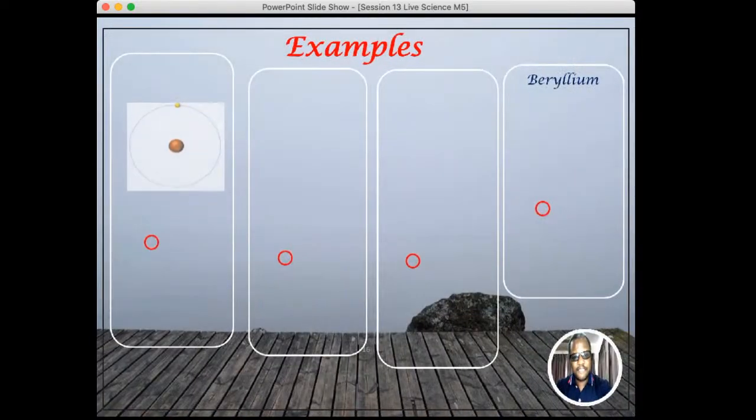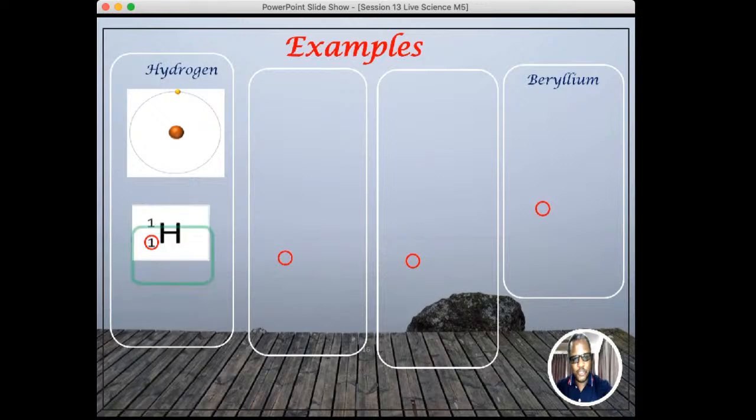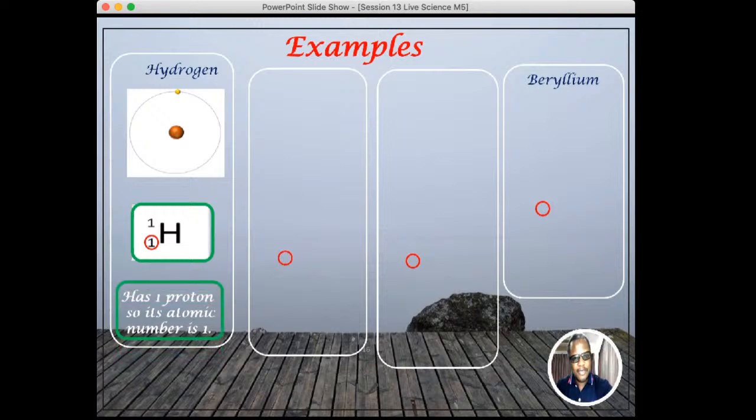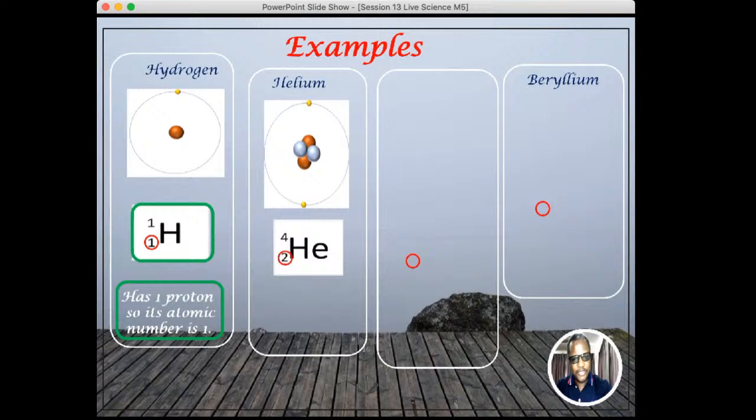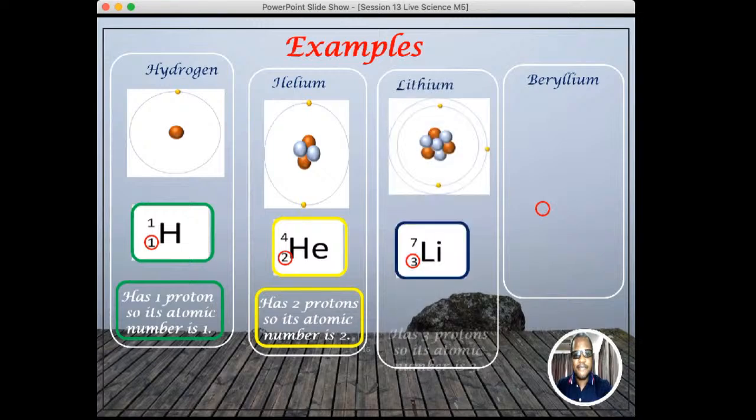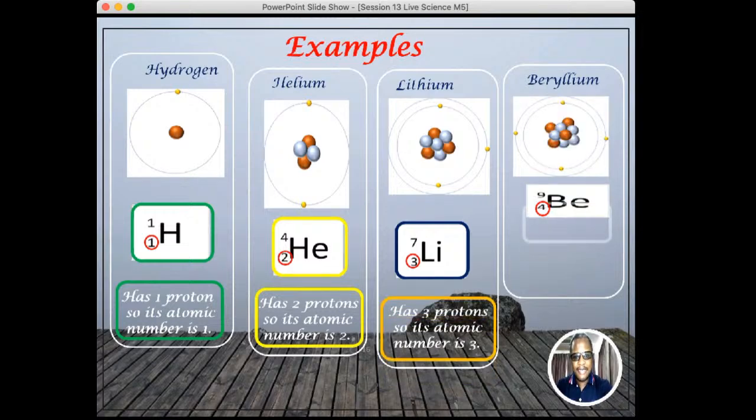Let's take, for example, hydrogen. Hydrogen has 1 proton, so its atomic number is 1. Another example is helium. Helium has 2 protons, so the atomic number is 2. And lithium has 3 protons, so the atomic number is 3. Beryllium has 4 protons, so its atomic number is 4.